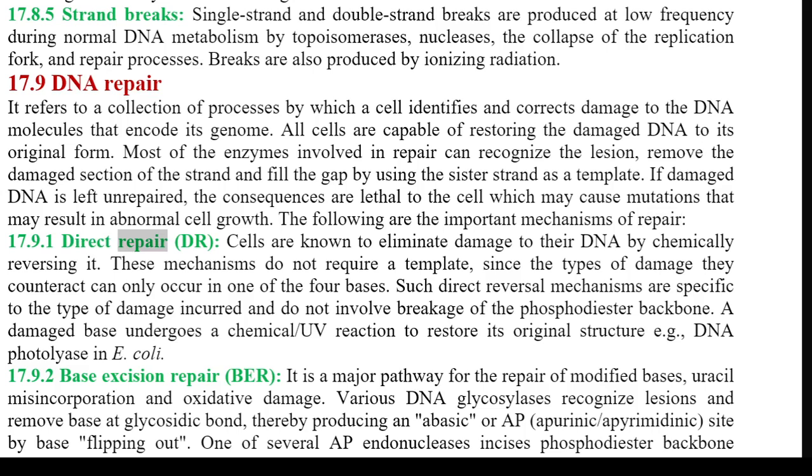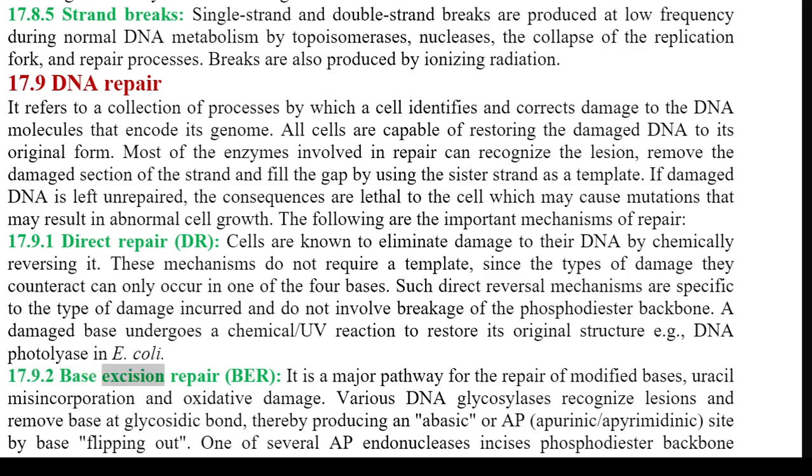17.9.1 Direct repair. Cells are known to eliminate damage to their DNA by chemically reversing it. These mechanisms do not require a template, since the types of damage they counteract can only occur in one of the four bases. Such direct reversal mechanisms are specific to the type of damage incurred and do not involve breakage of the phosphodiester backbone. A damaged base undergoes a chemical/UV reaction to restore its original structure, for example DNA photolyase in E. coli.